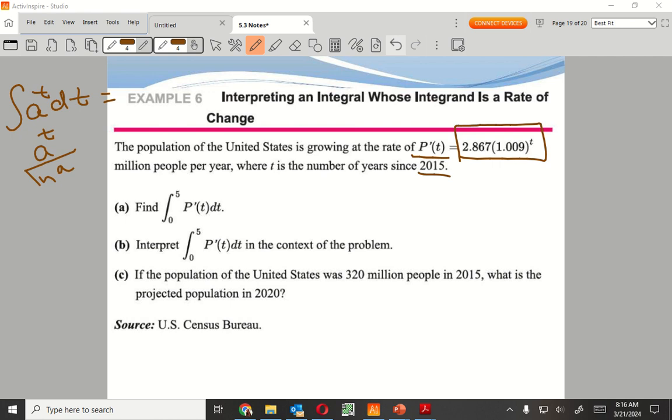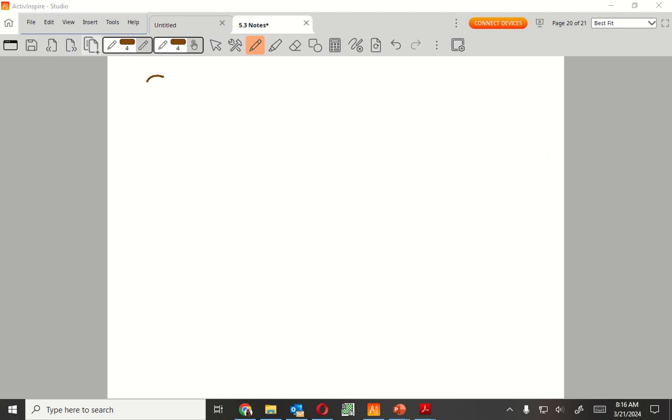All right, so given that, 2.867 times the integral from 0 to 5 of 1.009 raised to the t dt. Did I write that down correctly? I hope so.